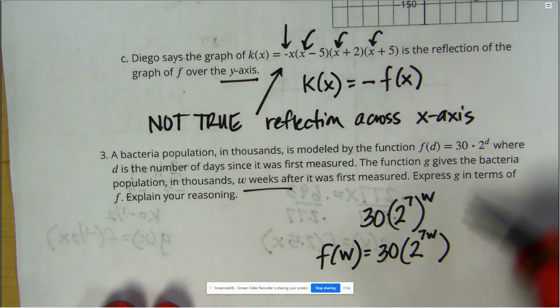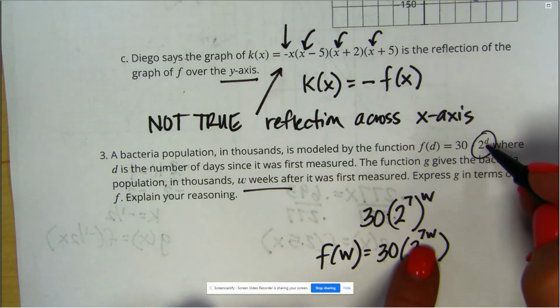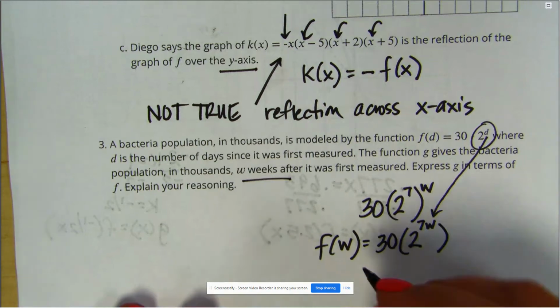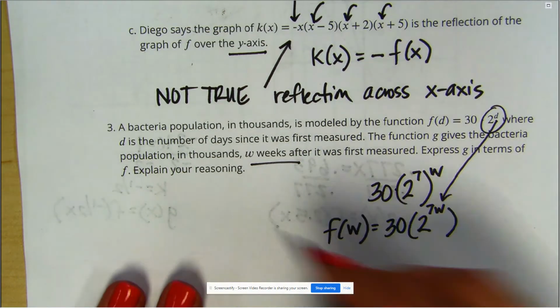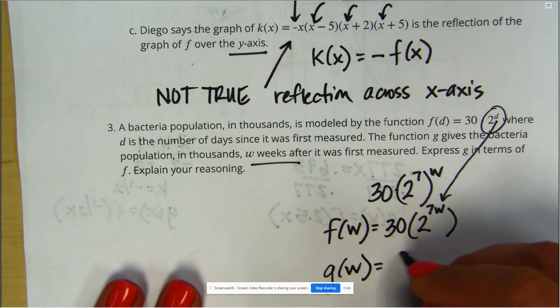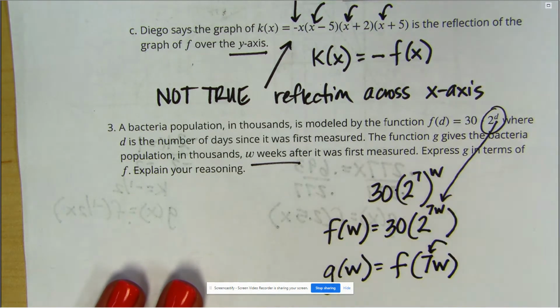How does this compare to the original? If you look, the input has been multiplied by 7. So if I wanted to express this in a new way, not writing it like this, g of w is f, where I multiplied the input by 7.